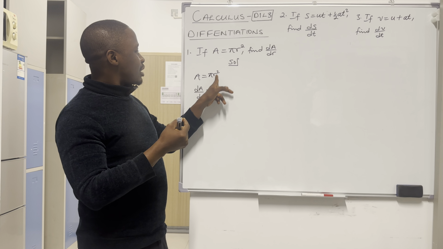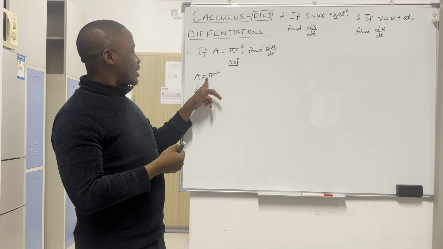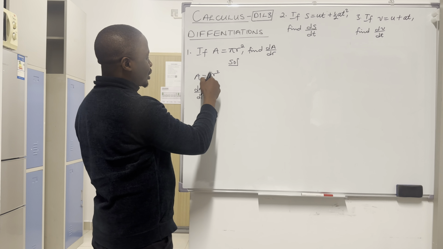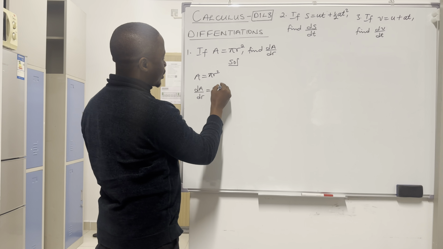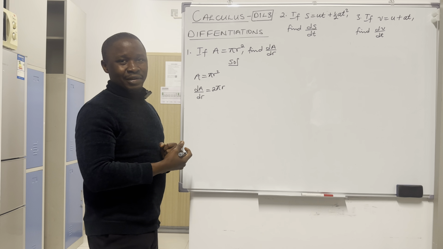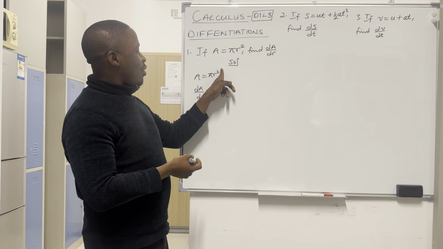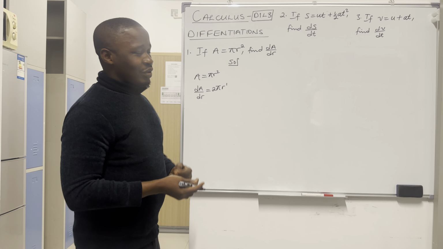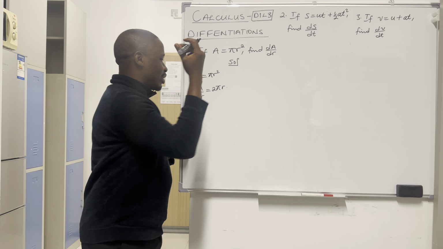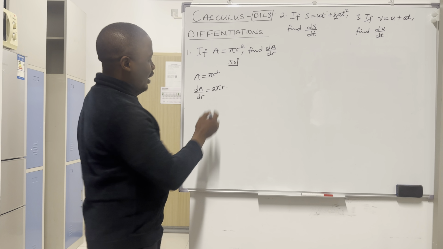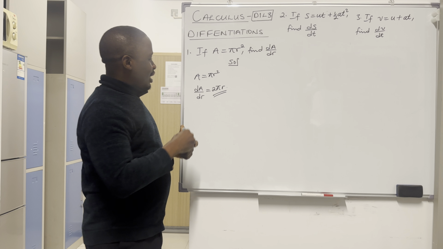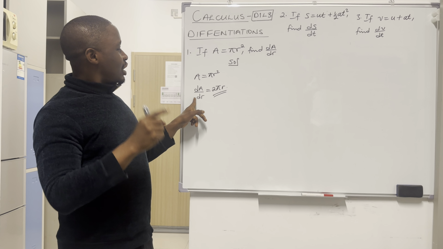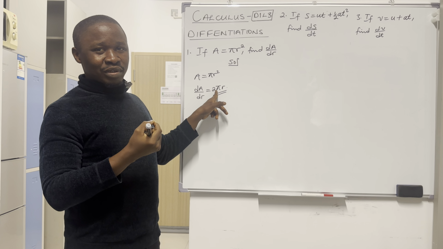What is the power of r? It is 2. What is the coefficient of r? It is pi. The power multiplies the coefficient, so 2 times pi is 2 pi. We write the variable r. What next? The power minus 1, so 2 minus 1 is 1, which we can just ignore. Then we have 2 pi r. So what is the conclusion here? If the area of a circle is given and you differentiate it once, you will get the circumference of that circle.